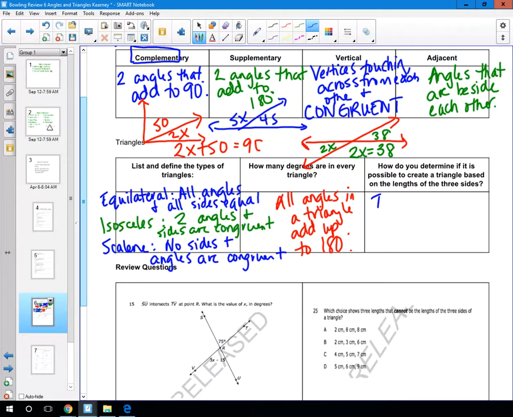So the two smaller sides must add to be bigger, not equal, but bigger than the longer side.